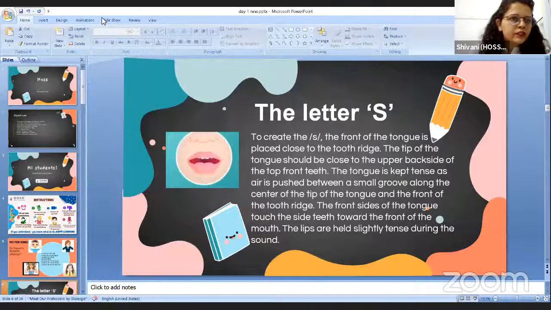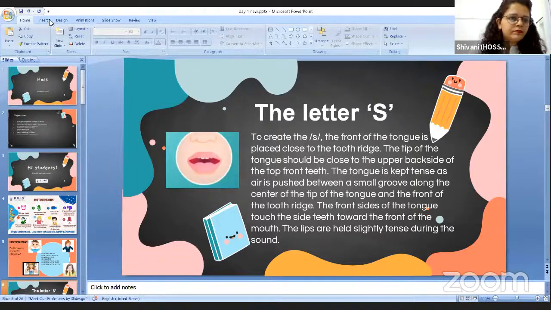Of all the consonants and the vowels. So we have been doing this for the last few years, and parents are really appreciating this. I'm going to open my presentation first so that it will be easy to understand our content.